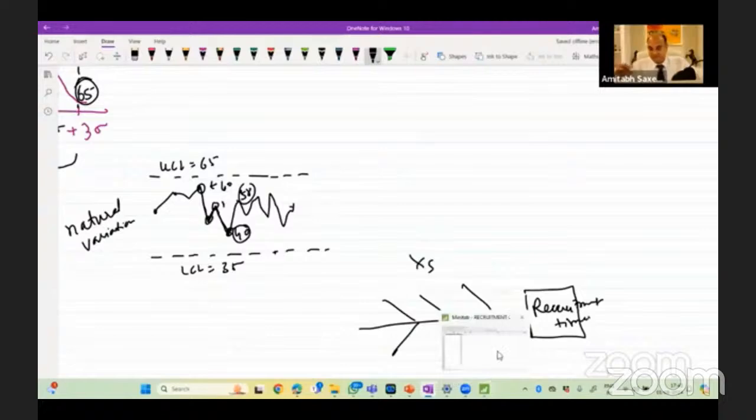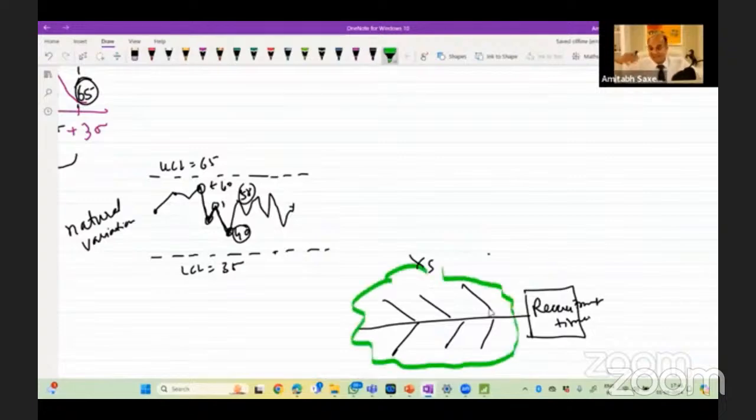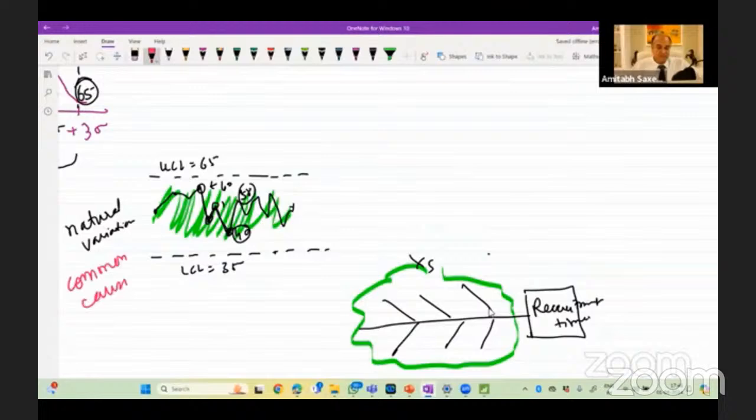In fact, in a short time, we are going to get our cause and effect diagram. Recruitment time is dependent on a lot of factors like job descriptions available, candidates available, interviewees available, so many factors. These factors are collectively acting on my system and producing this variation. This is known as common cause variation. Don't manage the common cause variation, like going up, feeling worried, going down, feeling happy. That's not the right thing to do.